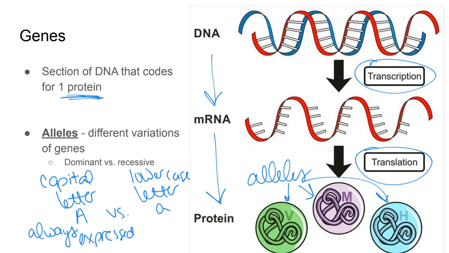Recessive alleles are not always expressed. They are sometimes essentially hidden by the dominant allele, by the dominant gene. You can only see the recessive alleles if both copies, both alleles, have to be recessive for it to be expressed.